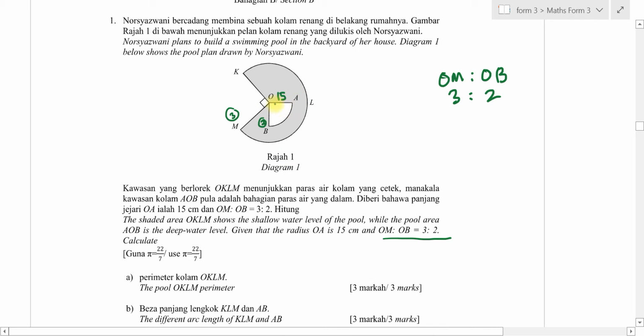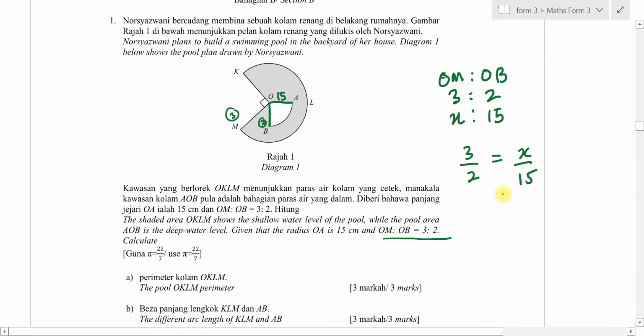Okay, this is a quadrant, right? It looked like a quadrant, but they never tell us. They should tell it is a quadrant. Okay, if here is 15 centimeter, OB also 15 centimeter. So how much will be the OM? Kita letak X. And then 3 ratio 2, 3 over 2 equal to X over 15. Okay, and then try to cross multiply.